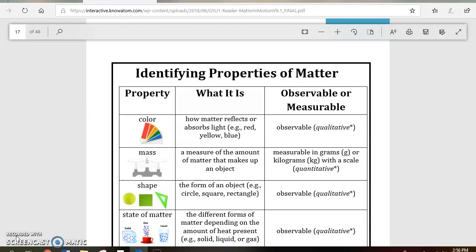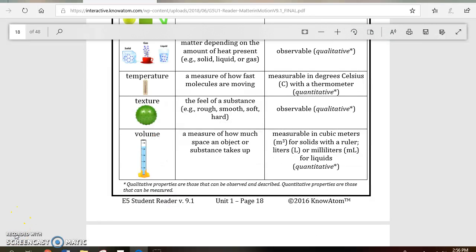State of matter: the different forms of matter depending on the amount of heat present. Solid, liquid, or gas. Observable, qualitative. Temperature: a measure of how fast molecules are moving. Measurable in degrees Celsius with a thermometer. Quantitative. Texture: the feel of a substance. Rough, smooth, soft, hard. Observable, qualitative.